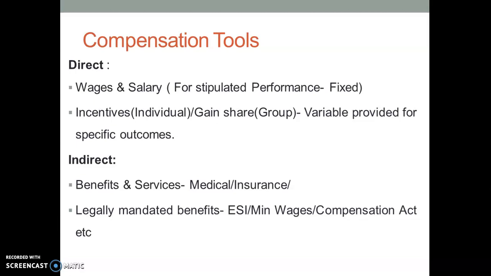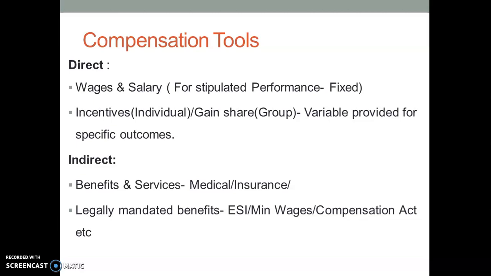So these are the two ways of direct compensation to individuals in monetary terms. But the compensation or reward against the contribution is not calculated in monetary terms only; there are some other dimensions too. For these dimensions to be fulfilled, there are indirect methods of compensation available. The first of these is benefits and services.